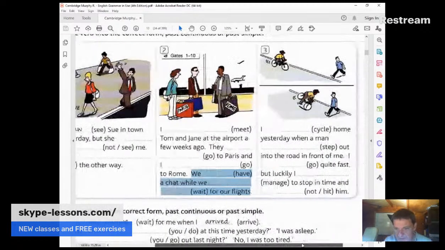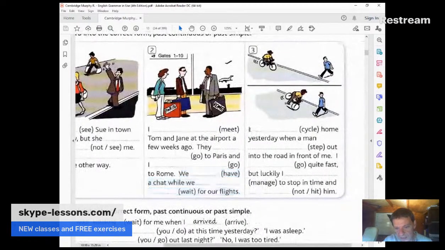Okay, I was cycling home yesterday when a man stepped out into the road in front of me. So I was in the middle of cycling home when suddenly a man stepped out. I was in the middle of going quite fast, but luckily I managed to stop in time. Manage, I don't think you ever use in past continuous or present continuous. I am managing something.